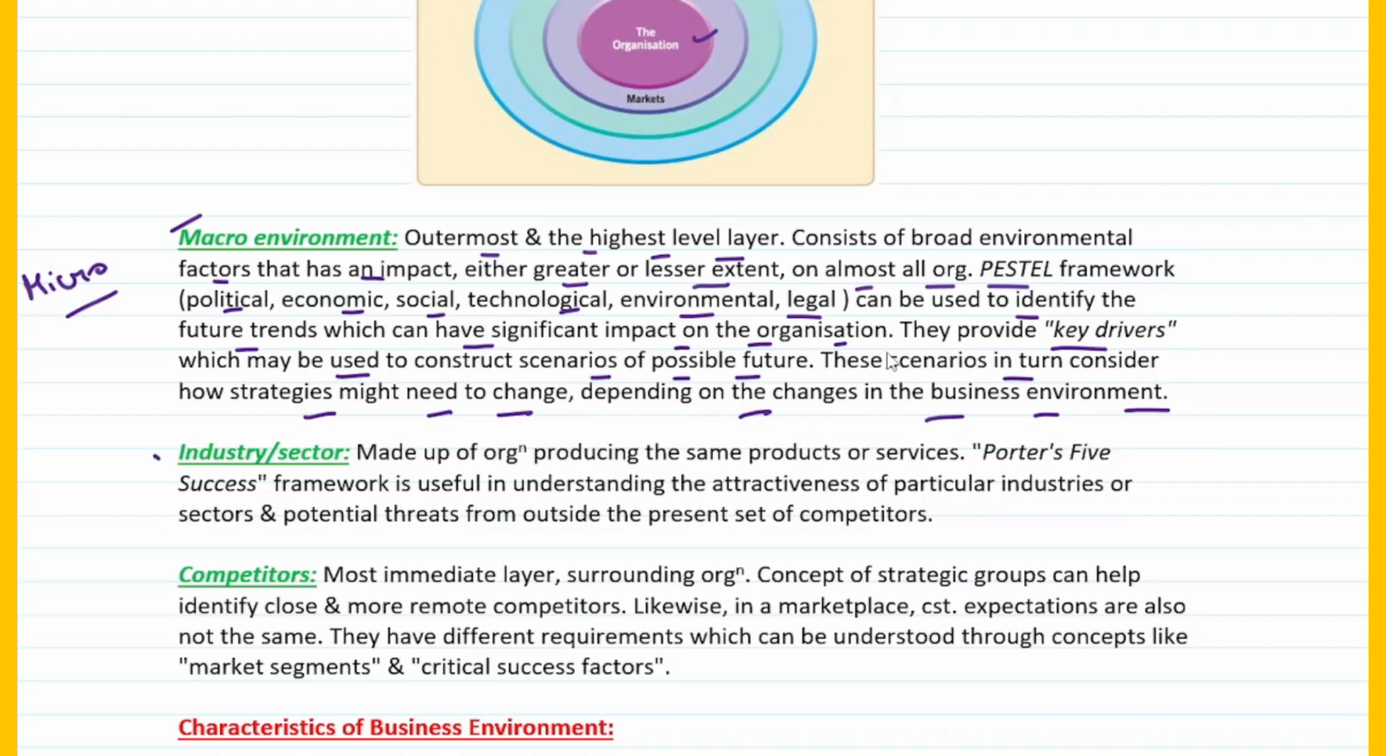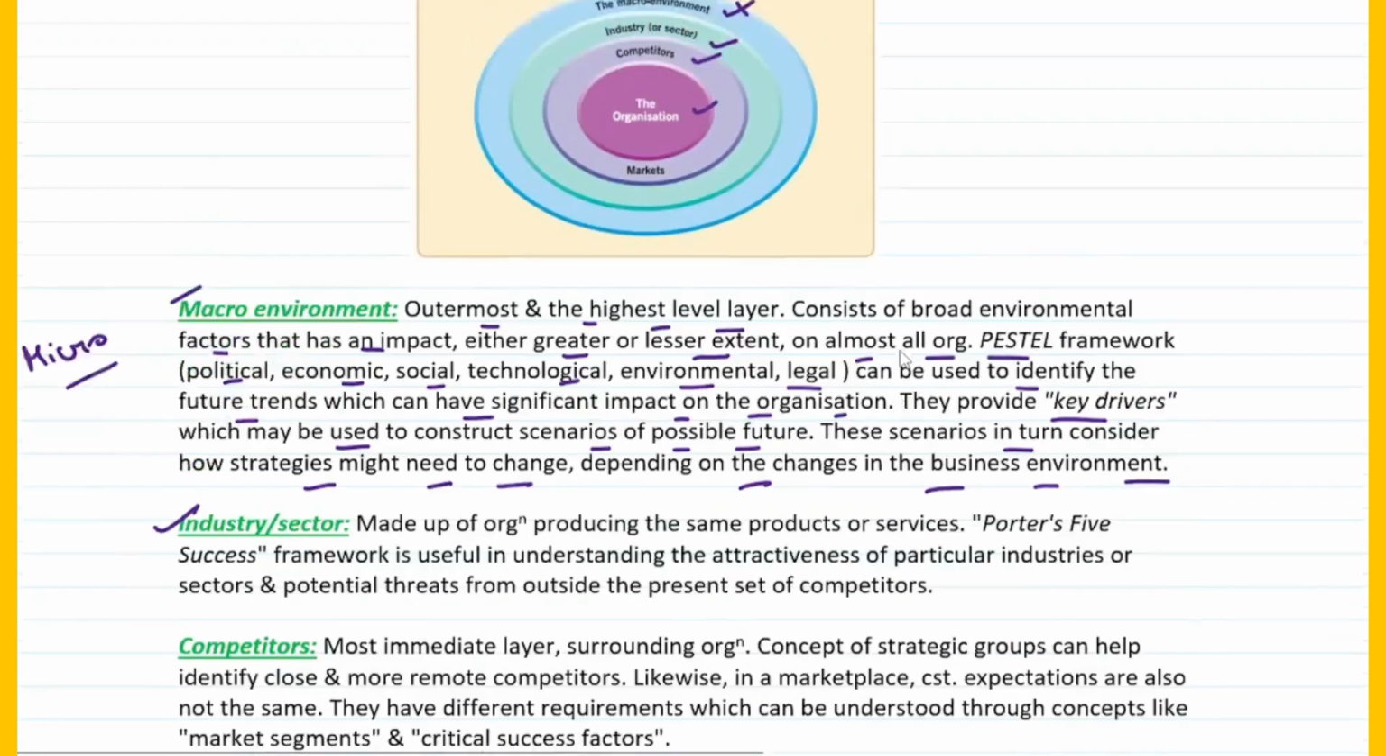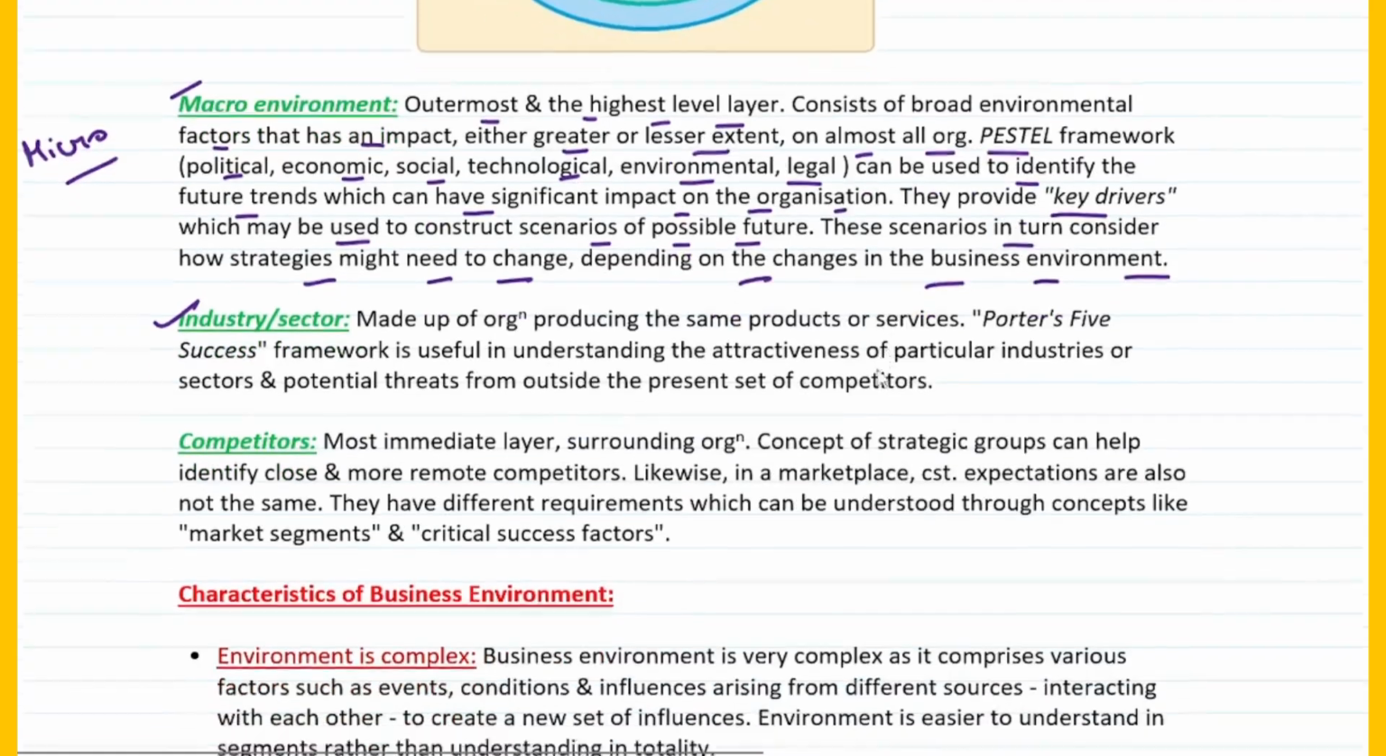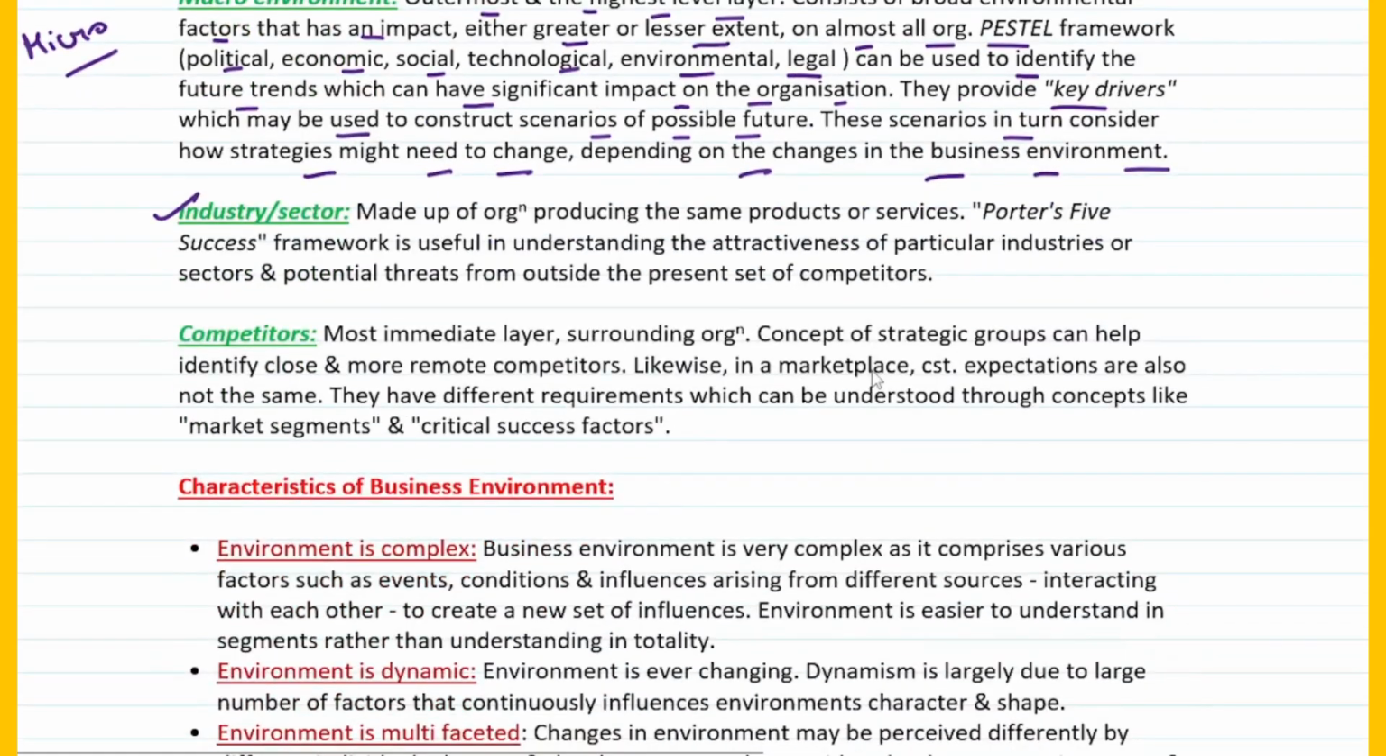Second one is industry, or we can also call it a sector. So here the second one is industry or the sector. Now what does this layer talk about? It is made up of organizations producing the same products or services. So when we talk about a sector, we talk about organizations that are producing the same products or services. For example, if I talk about FMCG goods, FMCG is what? Fast moving consumer durables, right?